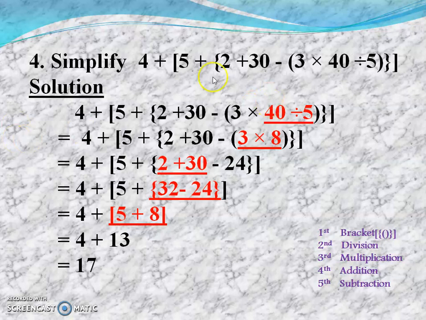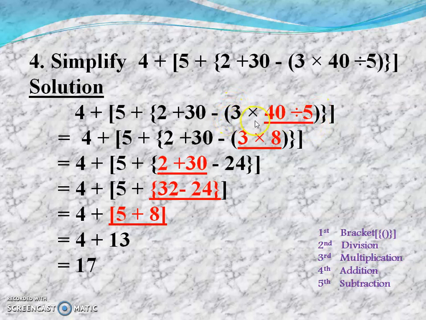Our next question is 4 plus 5 plus 2 plus 30 minus 3 times 40 divided by 5. There is a small bracket, there is a curly bracket, and there is a big bracket as well, which is also called a square bracket. First of all, we will solve the small bracket, then we will solve inside the curly bracket, then finally we will solve inside the square bracket.